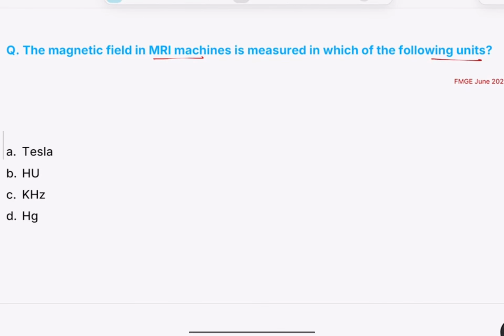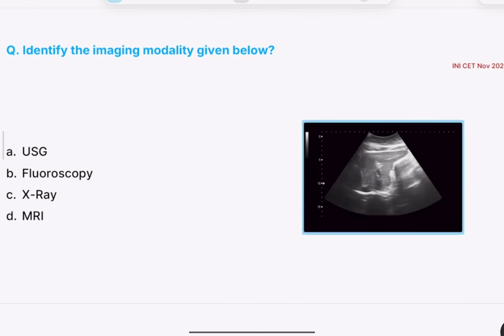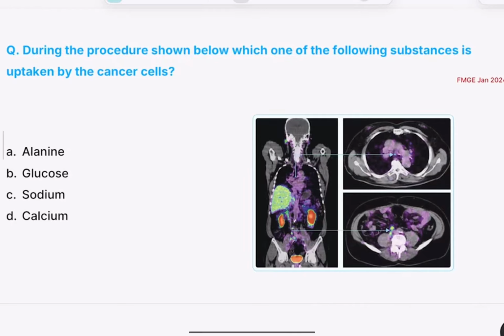MRI machine magnetic field is measured in Tesla, remember 1.5 T, so it is Tesla. The MRI image given here is the SWI image discussed in neuroimaging, which is very different from T1, T2, FLAIR. You see these veins which have deoxygenated blood present. That is an SWI image. Imaging modality shown here, this is an ultrasound. Okay, this is an ultrasound image.